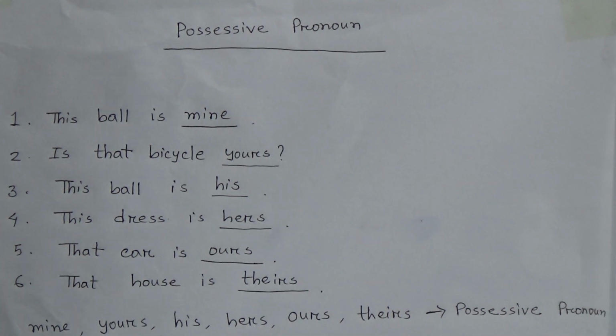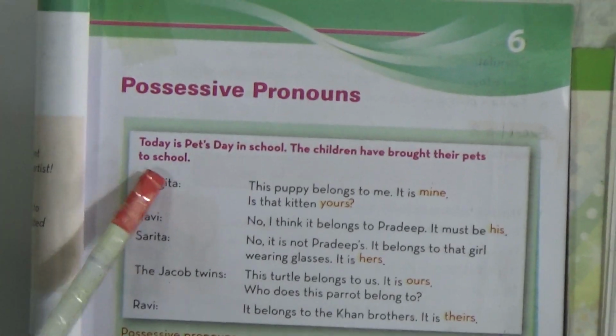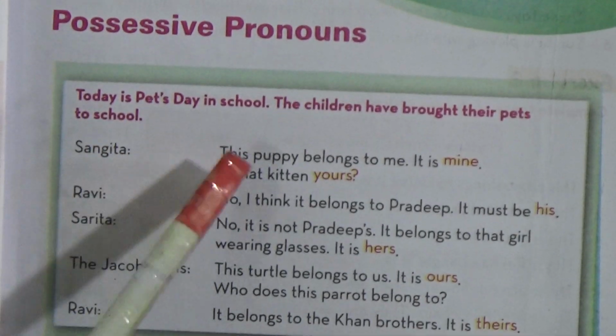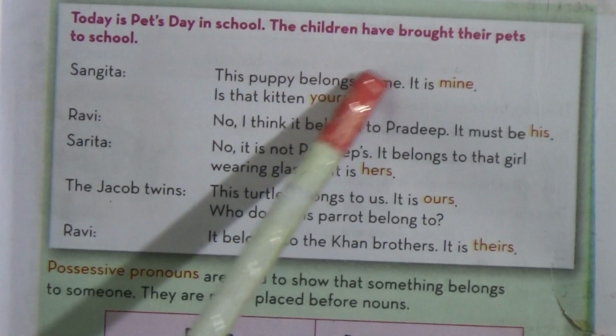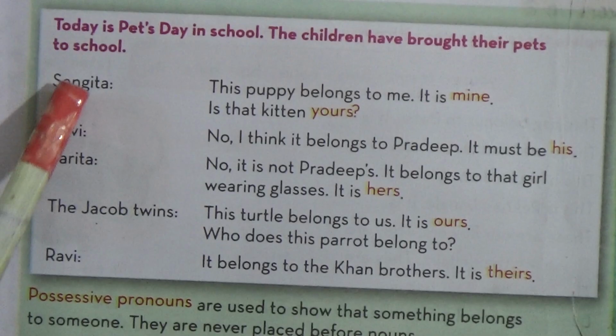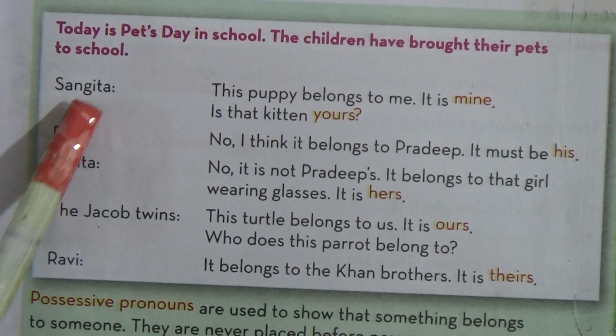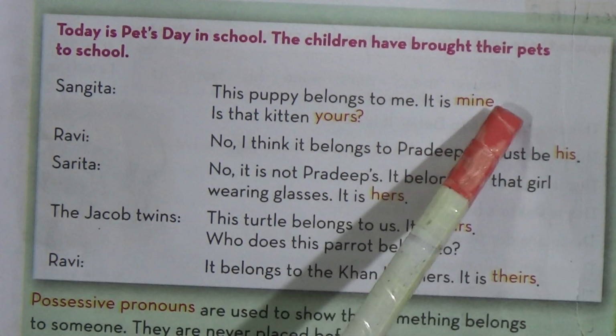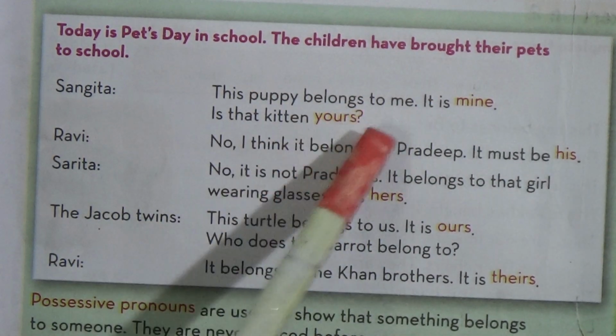Okay, now today I am going to read the lesson. This is lesson number 6. Okay, at first I am going to read the topic. Look, today is Pets Day in school. The children have brought their pets to school. Now Shangita said, this puppy belongs to me. It is mine. Is that kitten yours?